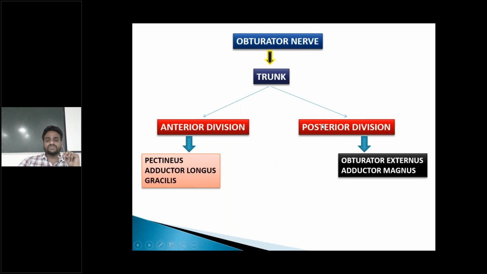Between these two divisions, usually one muscle is present. That muscle is called adductor brevis. Superficial to the adductor brevis, the anterior division is present. Deep to the adductor brevis, the posterior division is present. So this is about the obturator nerve.